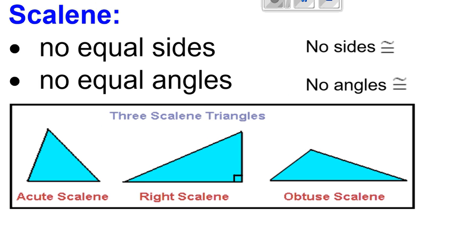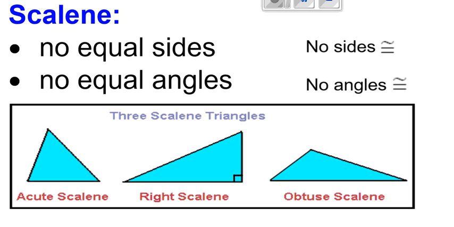All right, I have scalene triangles, which have no equal sides and no equal angles. So let's go back up the track a little bit. First, we talked about equilateral, which had 3 equal sides and 3 equal angles. Then we talked about isosceles, which had 2 equal sides and 2 equal angles. Now we have the scalene triangles, where nothing's the same. No equal sides, no equal angles. So there are 3 different types of scalene triangles.